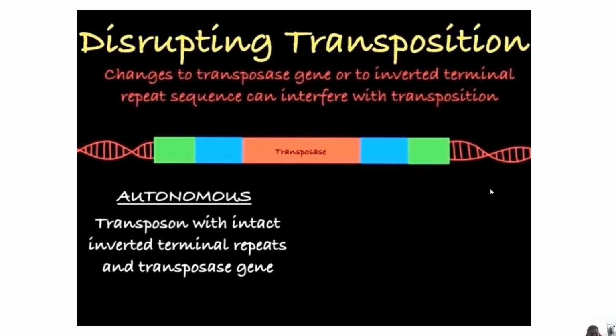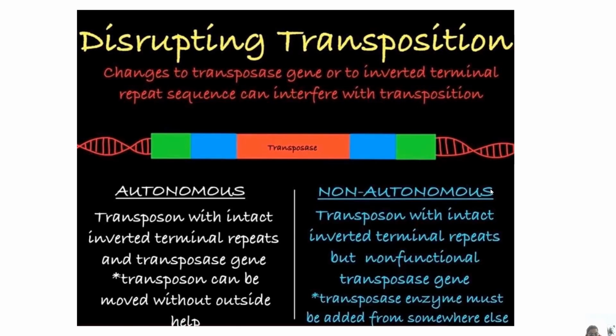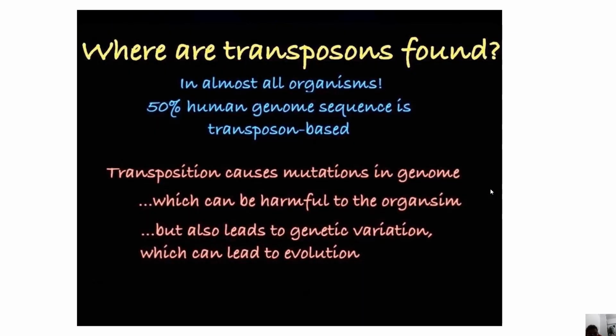Now if you talk about an autonomous transposon with intact inverted terminal repeats and transposase gene, the transposon can be moved without outside help. A non-autonomous transposon has intact inverted terminal repeats but a non-functional transposase gene. The transposase enzyme must be added from somewhere else.